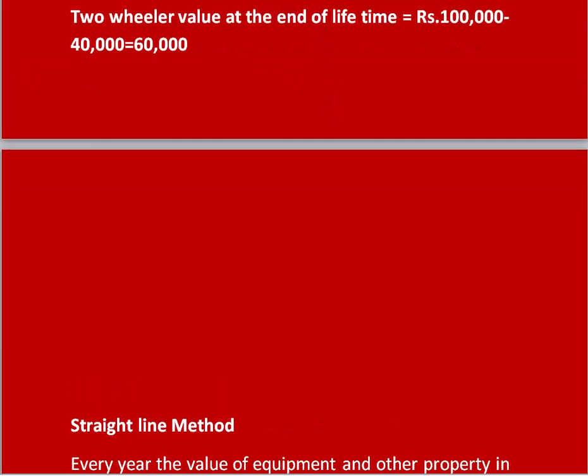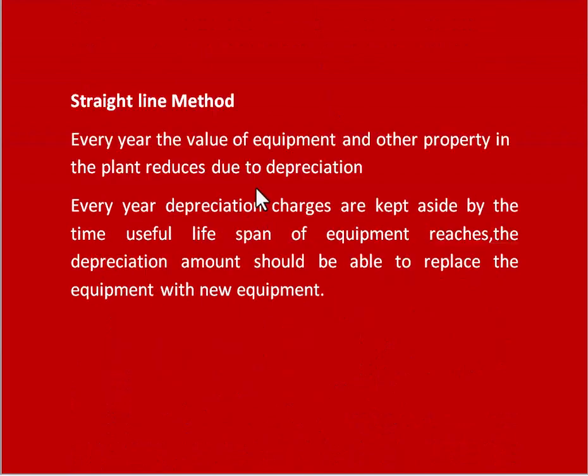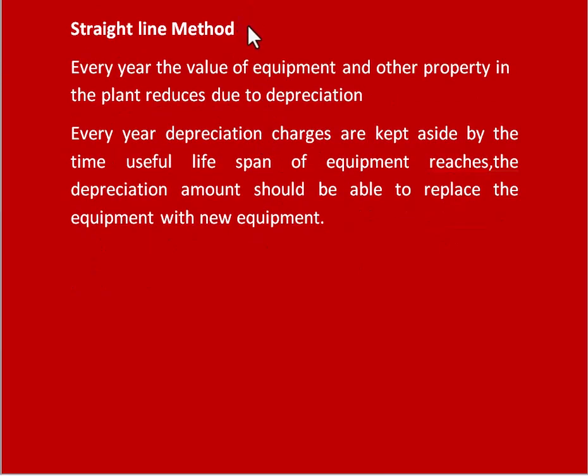Next, having understood this, which is commonly used in the market, now let us move to the method which is used in the case of electrical equipment: the straight line method. In this case, every year the value of equipment and other property in the plant reduces due to the depreciation. So every year depreciation charges are kept aside by the time the useful lifespan of the equipment reaches the depreciation amount.